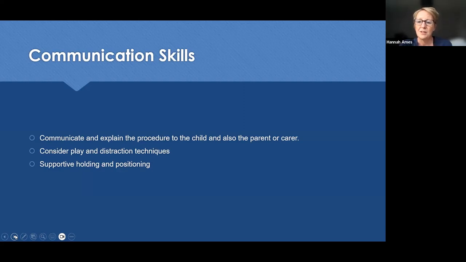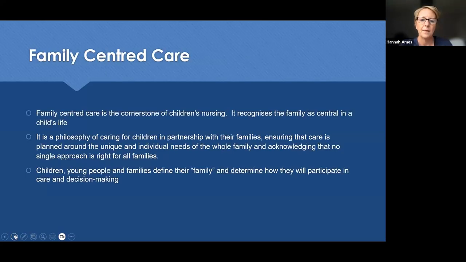So thinking about that child-centred communication skills, but also you'll need to explain it to the parent. You also need to really consider things such as play and distraction techniques. So finding out what the child likes, offering things that can be a distraction if you're doing a procedure or during your assessment. So things such as toys, books, video games, TV. And also think about supportive holding and positioning, and where you can involve your parent actor in supporting that child during those procedures. The really specific child-centred techniques there.